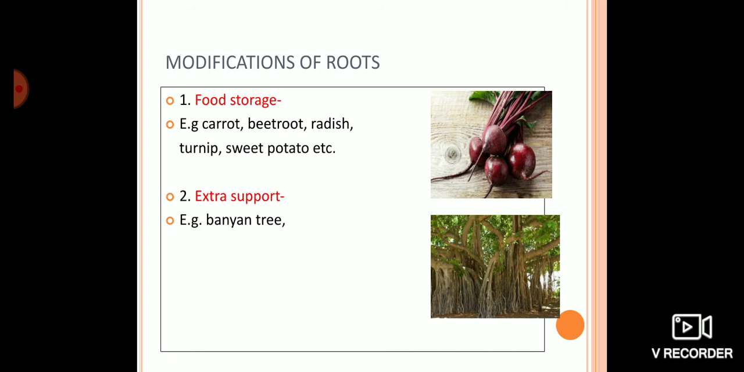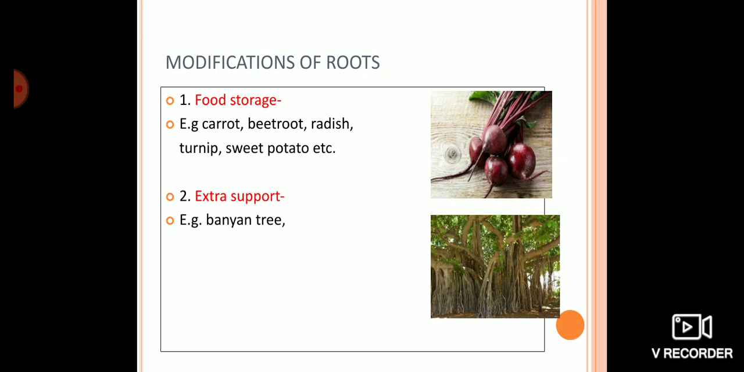For example, in a banyan tree, roots arise from the heavy branches and reach the ground. On reaching the ground, they become fixed into the soil. The second example is the maize plant. Maize has a thin stem which gets support from the roots that arise from the stem. These are called stilt roots. So in the banyan tree the root is called the prop root, and in the maize plant the root is called the stilt root.